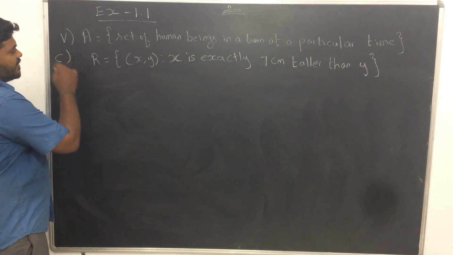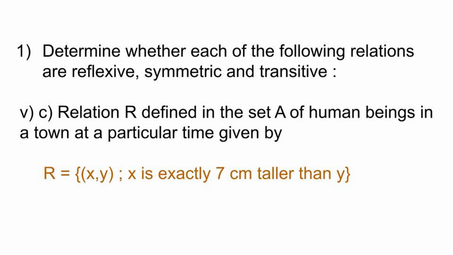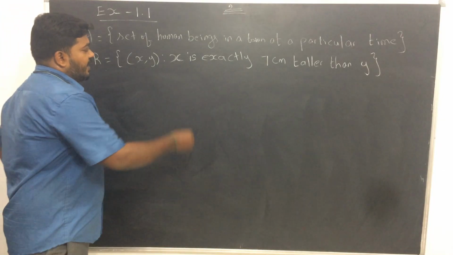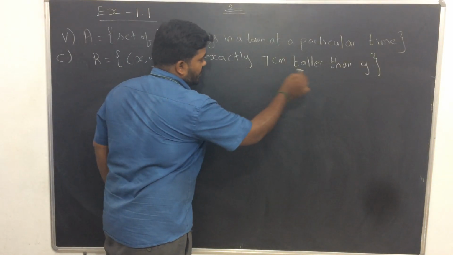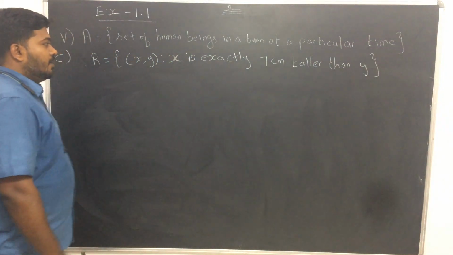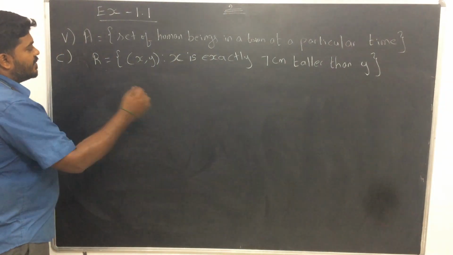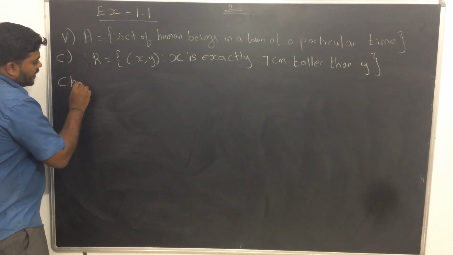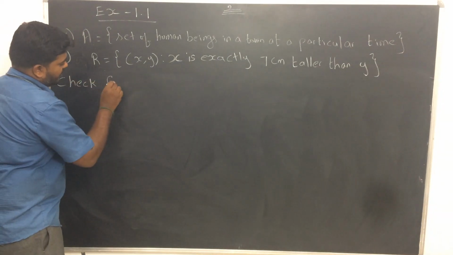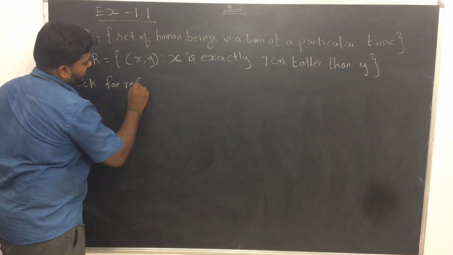Now, let's find subdivision C. A is the same set of human beings in a town at a particular time. Okay. Now, the relation R defined on A is such that x is exactly 7 centimeters taller than y. So, the condition for the relation is x should be 7 centimeters taller than y. Now, we are asked to find if this relation is reflexive, symmetric, or transitive. Let's start with reflexive. Check for reflexive.